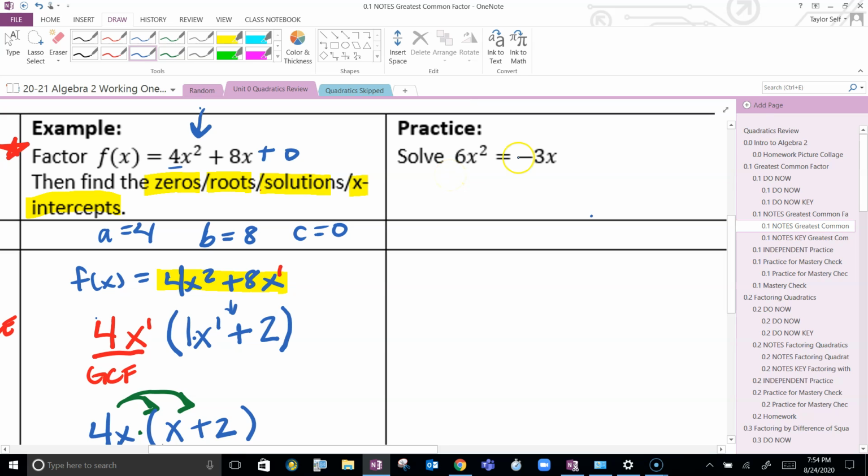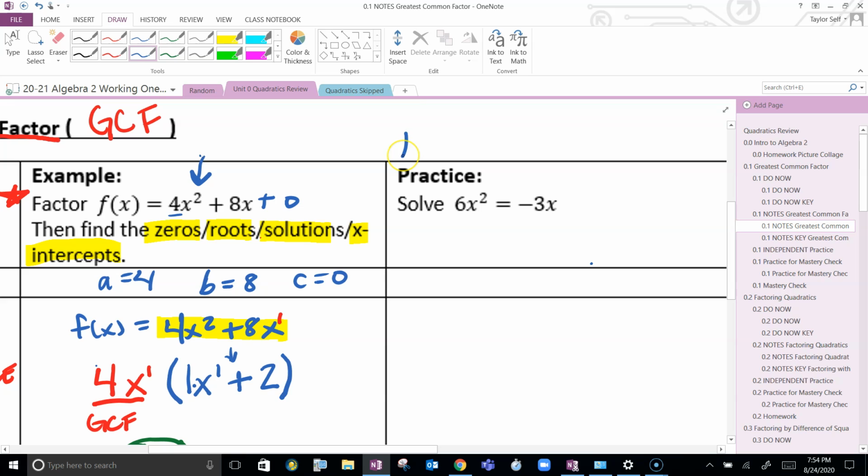Do you see how we have things on both sides of the equal sign here? You always want to get everything to one side. So let's put a note here. Always get all pieces to same side of equal sign. Okay.